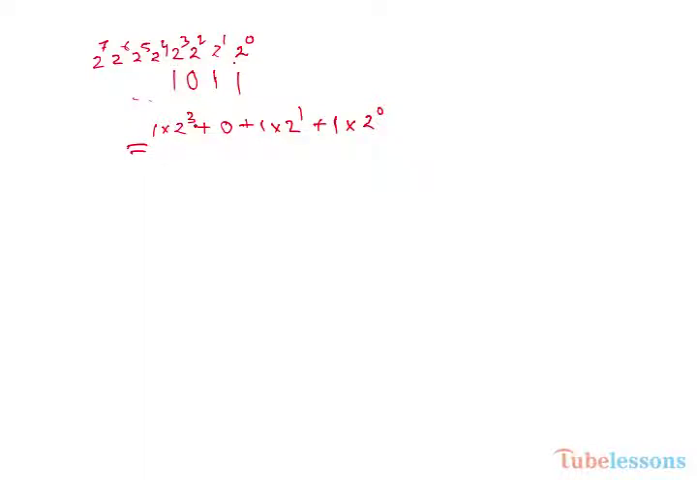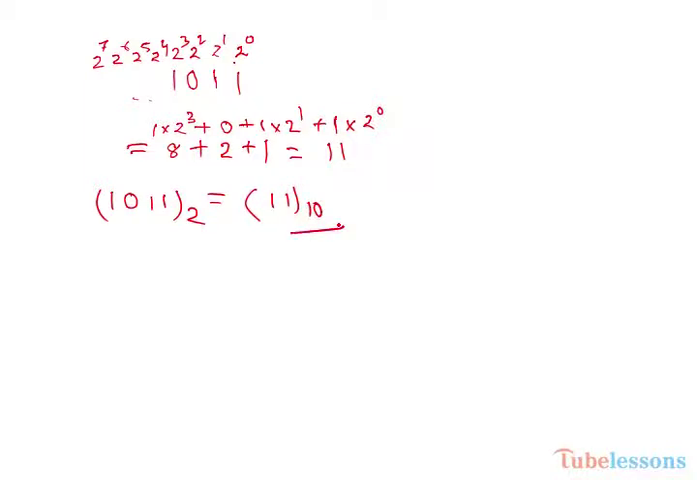That should be 8, plus this one is 0, plus this one is 2, plus this one is 2 to the power 0, meaning 1. So 1 times 1 equals 1. That is 8 plus 2 is 10, plus 1 is 11. So binary 1011 is equivalent to decimal 11. That is the answer.